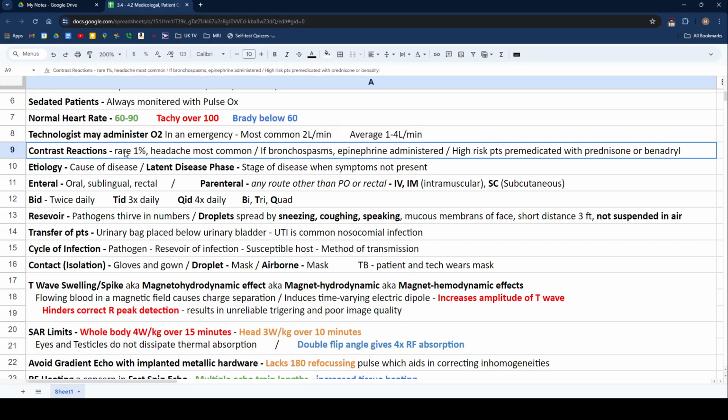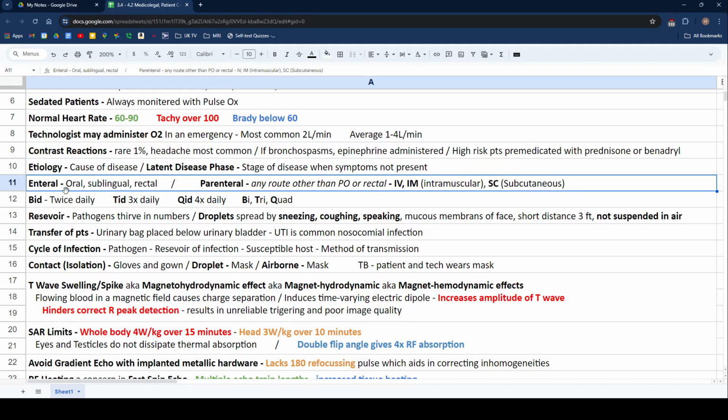Contrast reactions are rare. In 1% of people, headache is most common. If there's bronchospasms, epinephrine is administered. High-risk patients are premedicated with prednisone or Benadryl. Etiology is the cause of a disease, and the latent disease phase is the stage of a disease where symptoms are not present.